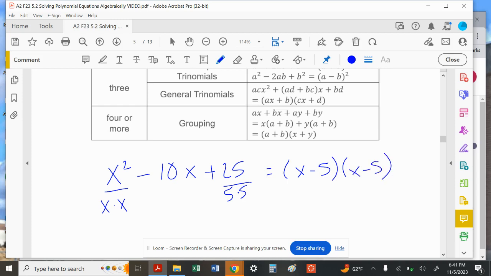Notice that's different than the difference of squares. Notice that they are both the same sign, and this becomes x minus 5 quantity squared. In this grouping one, I'm not going to explain it until we get to a problem, and the same thing with general trinomials.